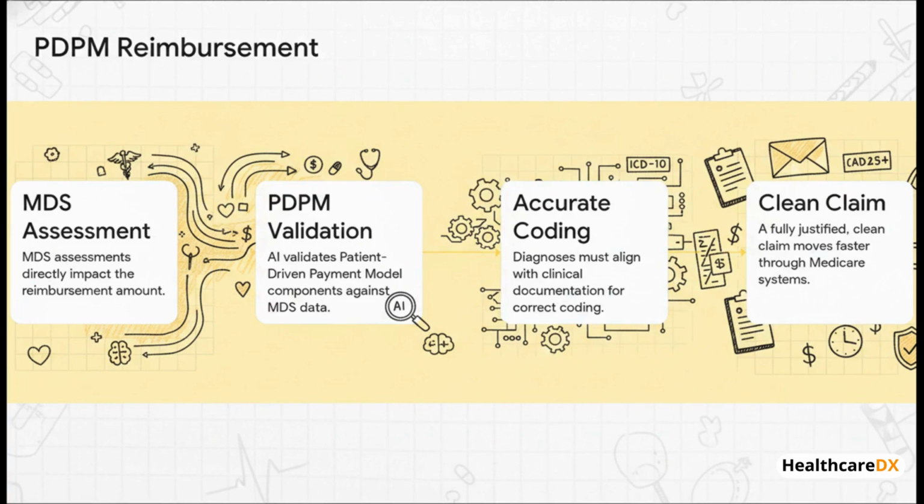See, it all starts with the clinical data from the MDS assessment. That data then gets checked against the PDPM rules, which helps you pick the right ICD-10 and revenue codes, which all leads to a claim that's fully justified. Each step builds on the last one.